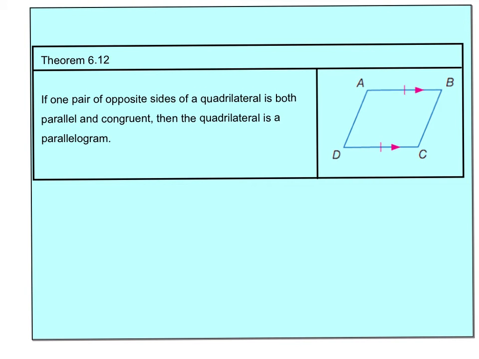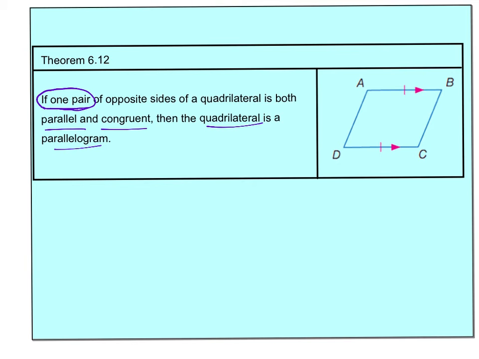So if you can show, okay, this is kind of combining a couple properties. If you have one pair of sides parallel and congruent, then the quadrilateral is a parallelogram. Okay, so if you can show one pair is both parallel and congruent, then the quadrilateral is a parallelogram.